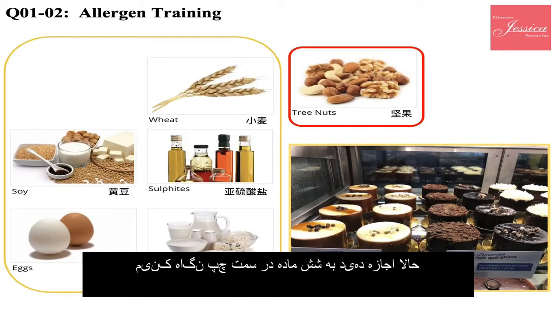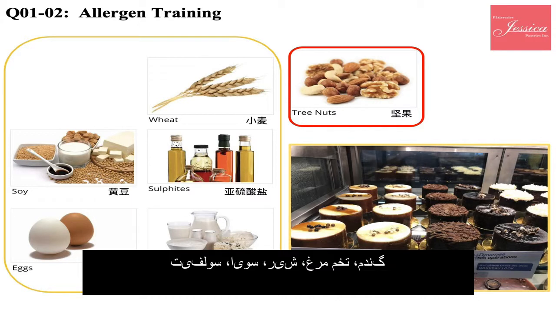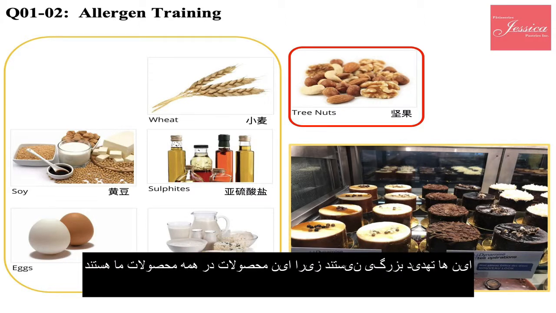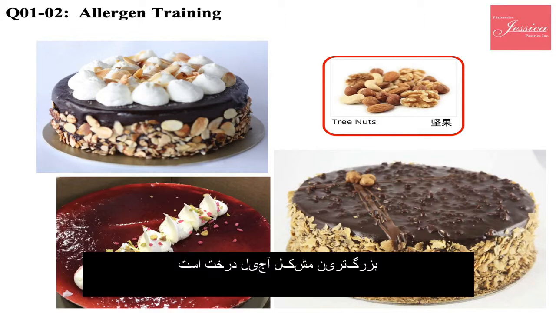Now let's look at these 6 ingredients on the left: wheat, egg, milk, soy, and sulfite. These are not a big threat because they are in every one of our products. The biggest problem is tree nuts, like hazelnut, pecan, or pistachios.